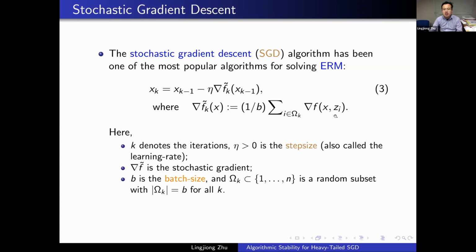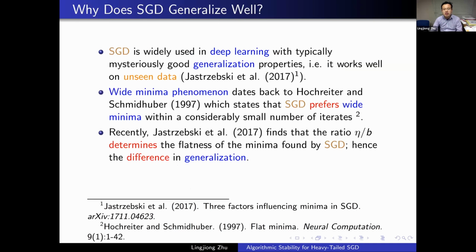Here, instead of sampling over all the n data points, you just randomly, uniformly choose B of them. B is the batch size. This provides a conditionally unbiased estimate for the full gradient. So this is the stochastic gradient descent algorithm. Now it's widely used in machine learning tasks, and people also find it has very good generalization properties. Generalization just means that it works well for unseen data.